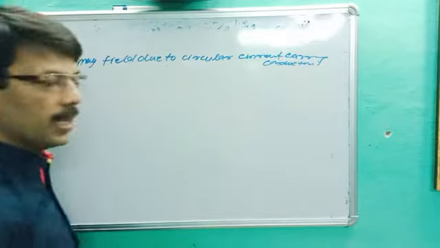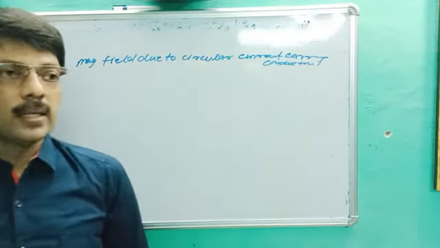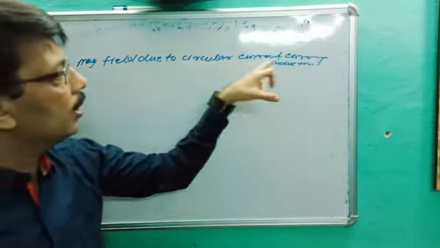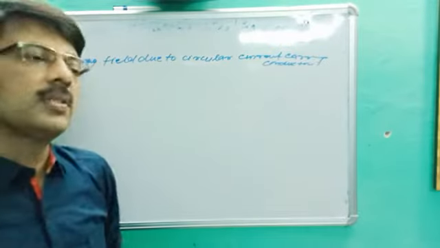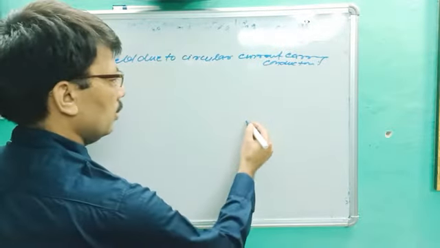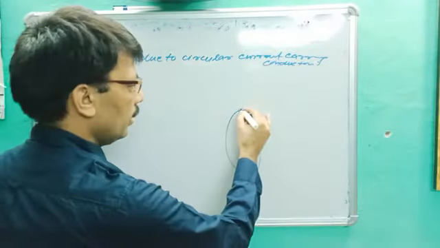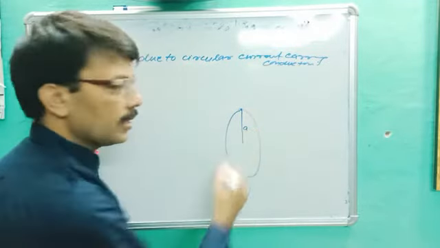In the previous lecture we had discussed the magnetic field due to a long straight wire, and the second application of Biot-Savart law is the magnetic field due to a circular current carrying conductor. So first see the diagram. Let's suppose this is a circular current carrying conductor. Its radius is, let us suppose, a.